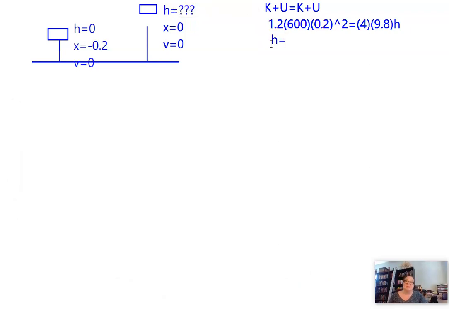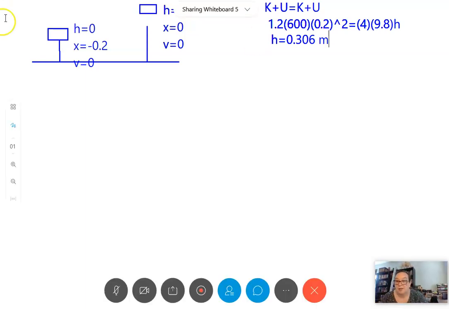So now you should be able to just use your calculator to solve for h. Oops, that 1.2 is supposed to be a 1/2. I just saw that. Sorry about that, guys. So 1/2 times 600 times 0.2 squared, and then divided by 4 times 9.8 gives me 0.306 meters, which is answer D. And that was for problem 26.